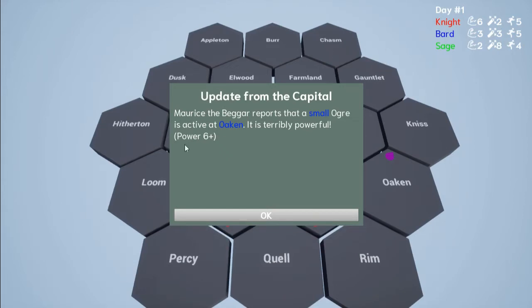So these reports are randomly generated. Maurice the Beggar reports that a small ogre is active at Oaken, and it's terribly powerful. However, the text that's in blue is what the bard, who is the blue character, is telling us he knows is wrong. It's not a small ogre. That doesn't make any sense, right? He knows that, so the small part is probably not true. And also, he knows that it's probably not really at Oaken. It's probably somewhere else, near Oaken. Now, an ogre happens to be one of the most powerful creatures in the game.